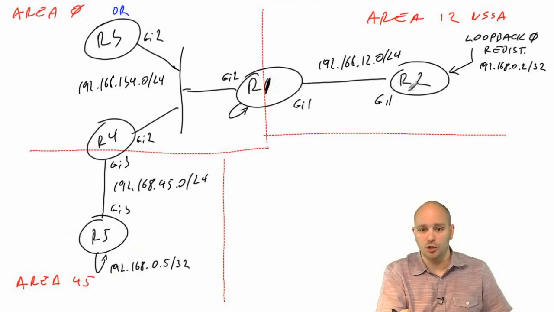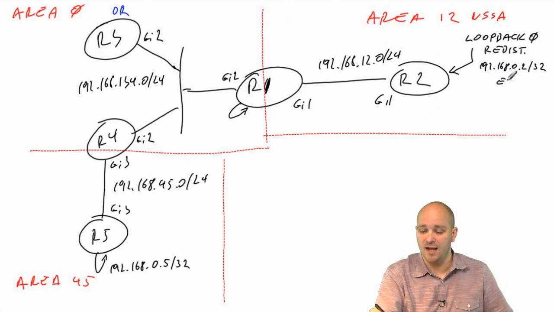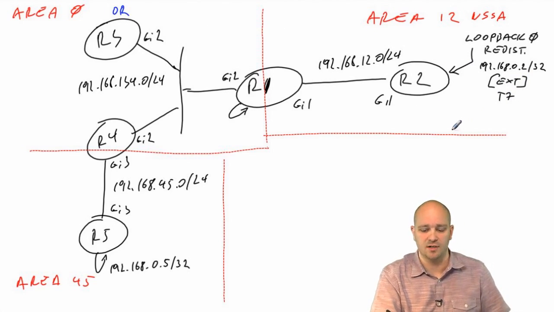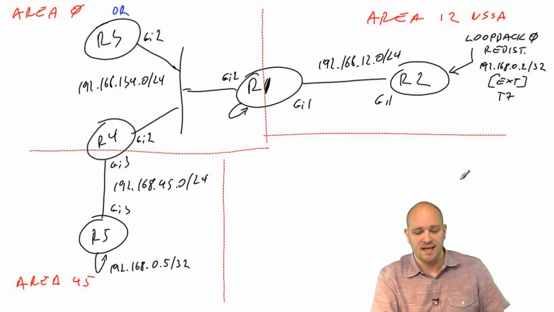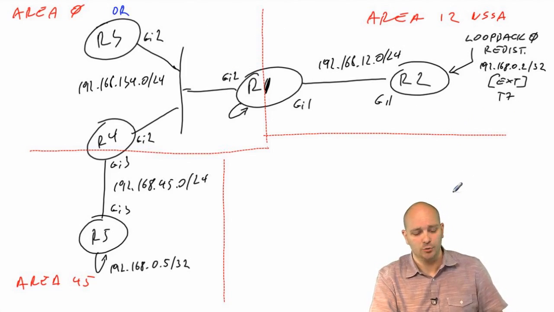Between R1 and R2, I have area 12 NSSA configured here, and on R2, I have a loopback 0 interface 192.168.0.2/32, which is actually being redistributed. So here I have an external route that is being injected. Now it will be type 7, but it doesn't matter. I will show you the behavior of both type 7 and type 5s in this case. But first, let's take a look at the summarization of internal routes.